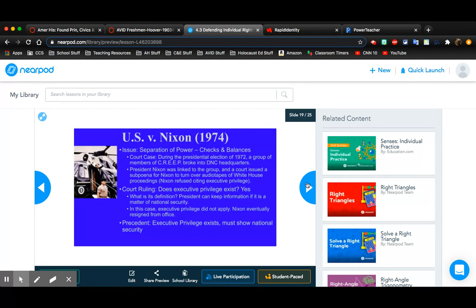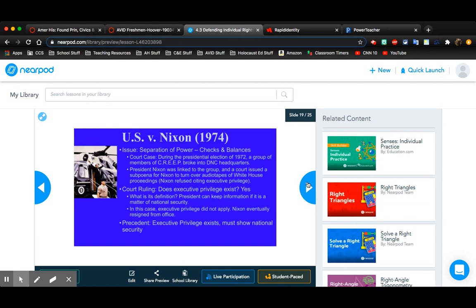All right, U.S. versus Nixon of 1974, another really important case that set a really important precedent. The issue at hand here was the separation of powers and checks and balances within the United States, which is not necessarily an amendment, but that is absolutely in the Constitution. So during the election of 1972, a group of people working for the Committee to Re-elect the President, that's Nixon, broke into the Democratic National Committee headquarters and were trying to bug the place.